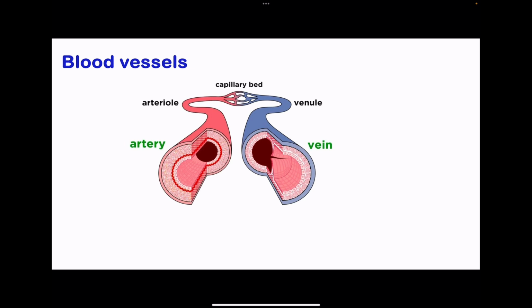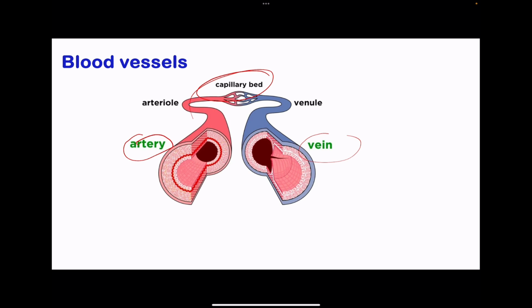Next, we go to blood vessels. Blood vessels include arteries, capillaries, as well as veins. The arteries carry blood away from the heart to organs. When blood moves through the arteries, it's at high pressure. Arteries have a small lumen. They have elastic tissue to stretch and recoil it back in shape.